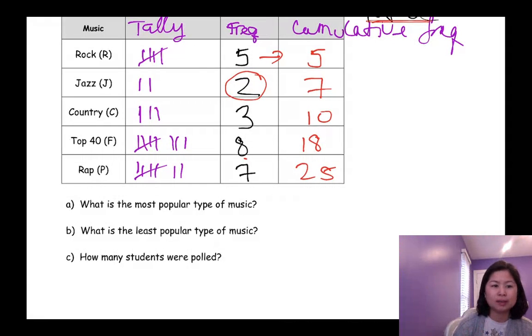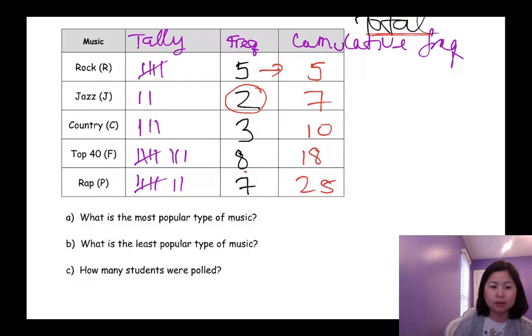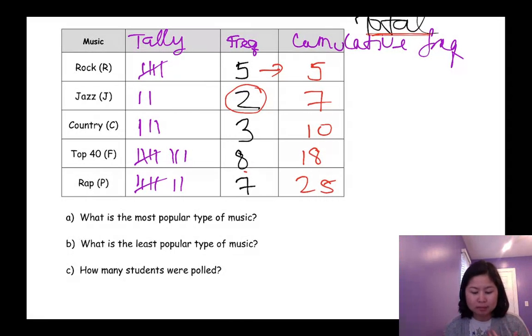So in the chat, I'm going to ask you guys to type in the chat, what is the most popular type of music based on this table? I'm going to wait until everyone types in the chat. If you're not sure which one, you can guess. But I want you to type in the chat. It's a way for me to check in.